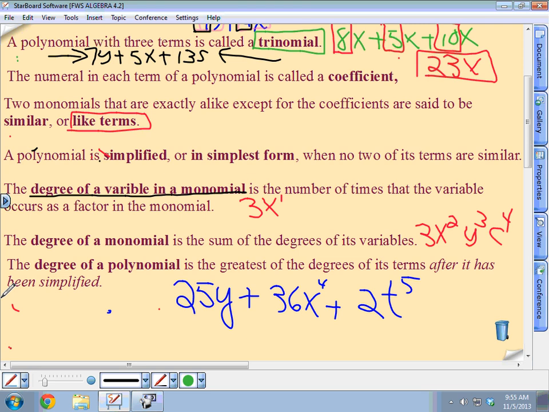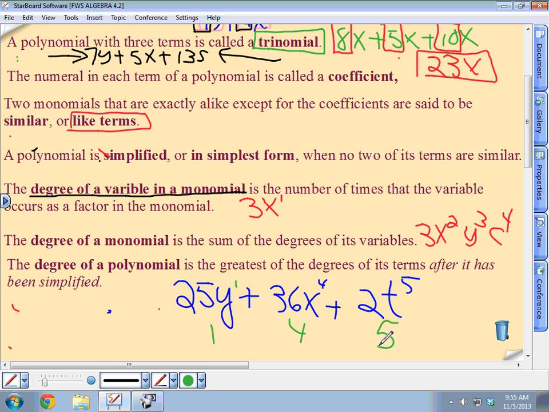So this is my variable, right? What's my exponent on that y? There's not. Which means it's a what? A 1. So this is a first degree. That's a 1 degree. What about this one? What's my degree of 36x to the 4th? 4. And what about this one? 2t to the 5th? 5.